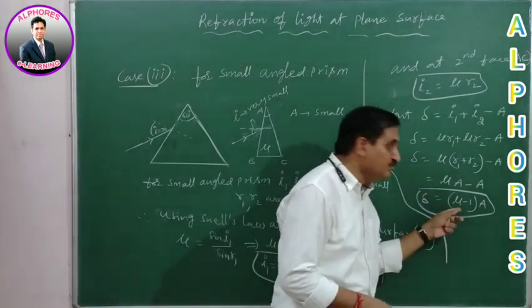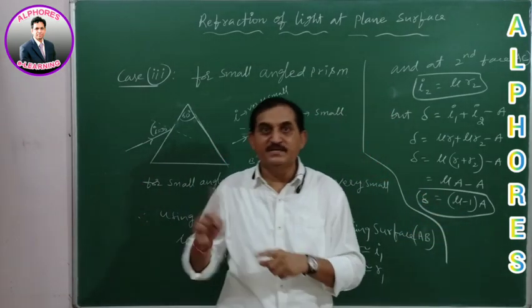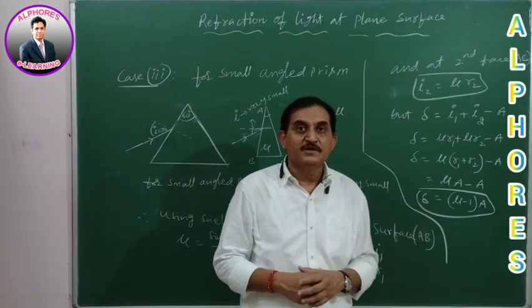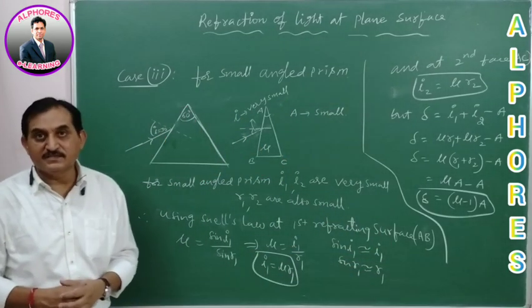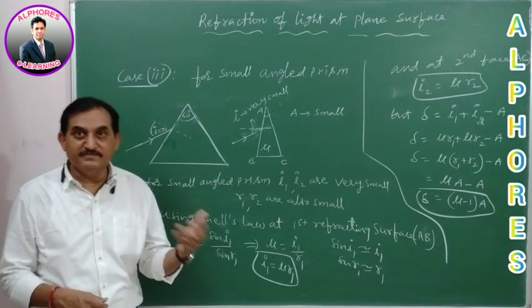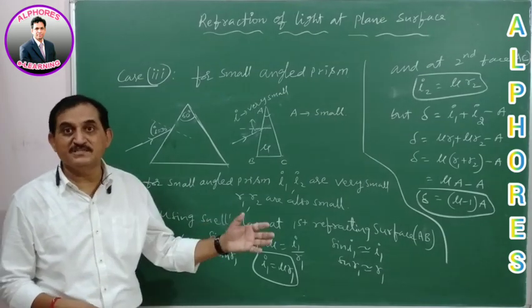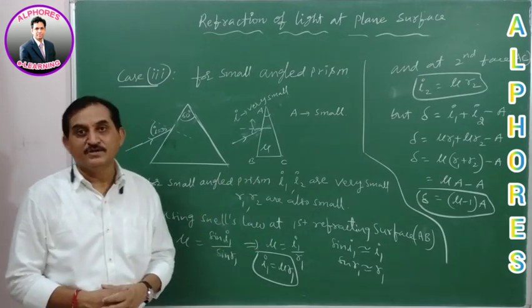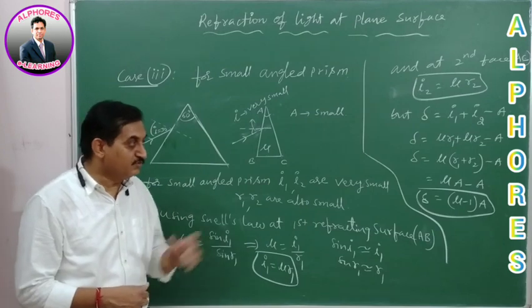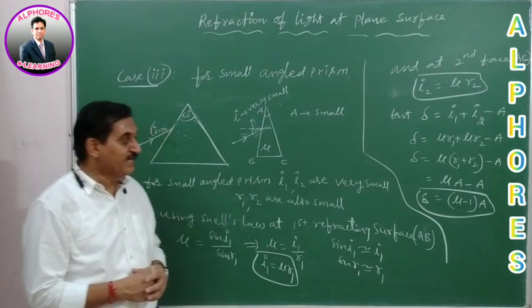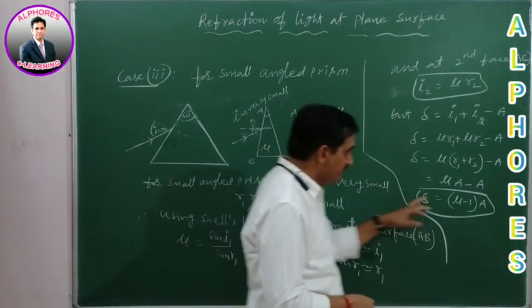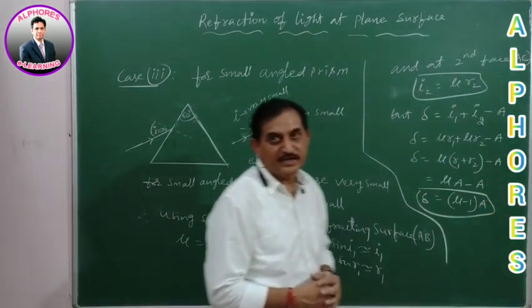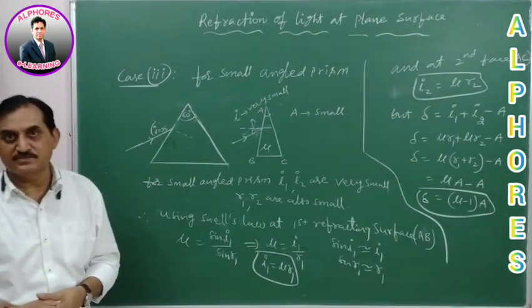This formula was already used at the beginning. In the case of dispersion of light, where different light rays have different deviations, the reason is explained using this formula. So this formula is the total deviation suffered by the light in the case of a small angled prism: delta is equal to mu minus 1 into A. Okay, next, let us go for another case.